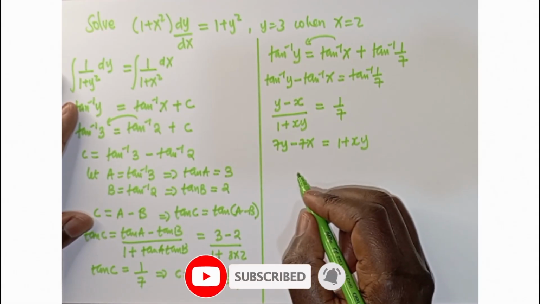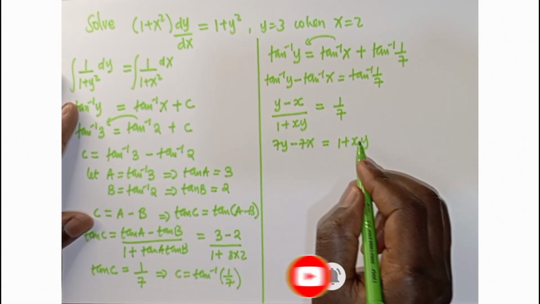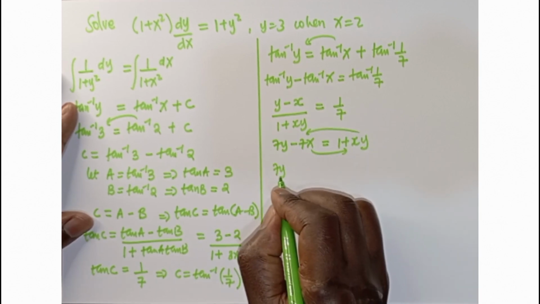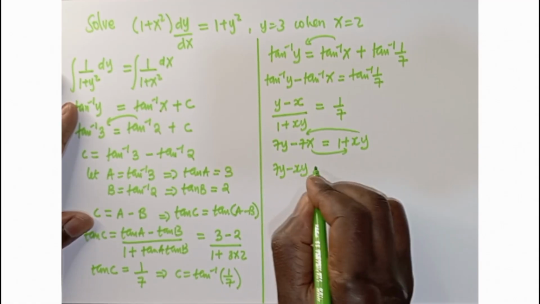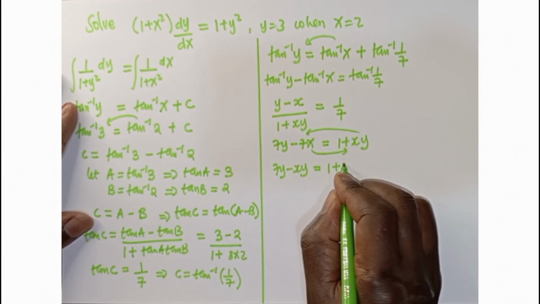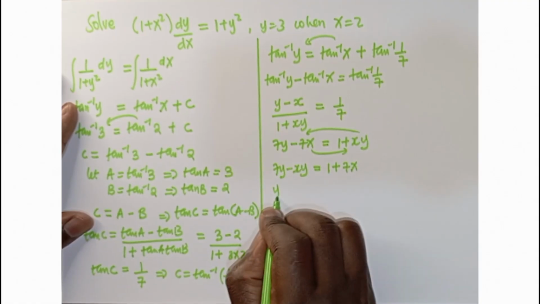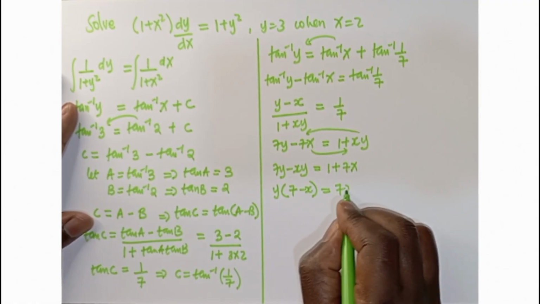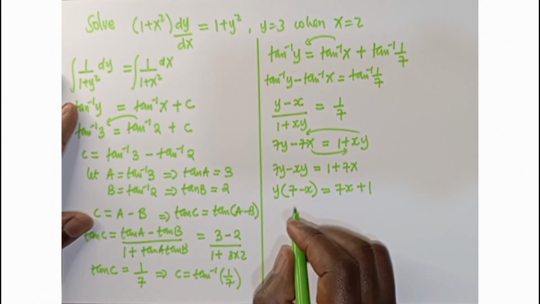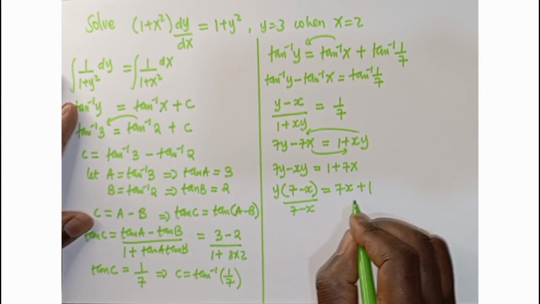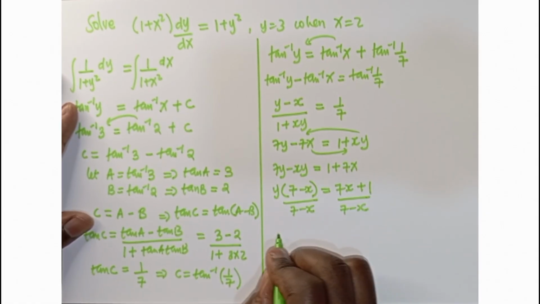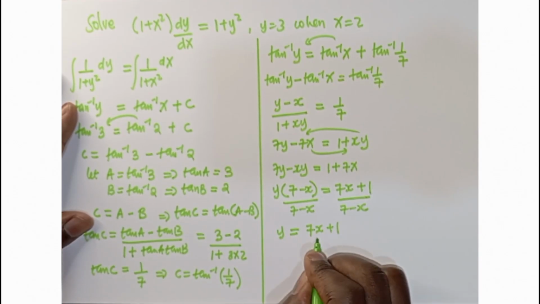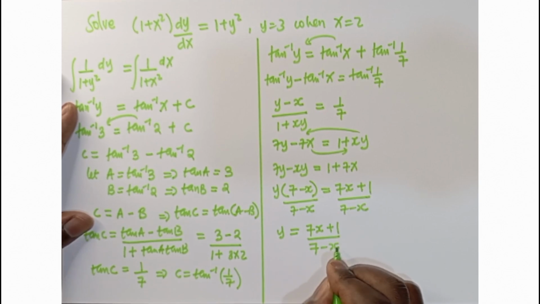Now making y the subject, collecting like terms, bring this way and take this the other side. We shall have 7y minus xy is equal to 1 plus 7x. So you can pull out y. So y into 7 minus x is actually equal to 7x plus 1. So I divide through by 7 minus x. Therefore, my y ends up being 7x plus 1 out of 7 minus x.